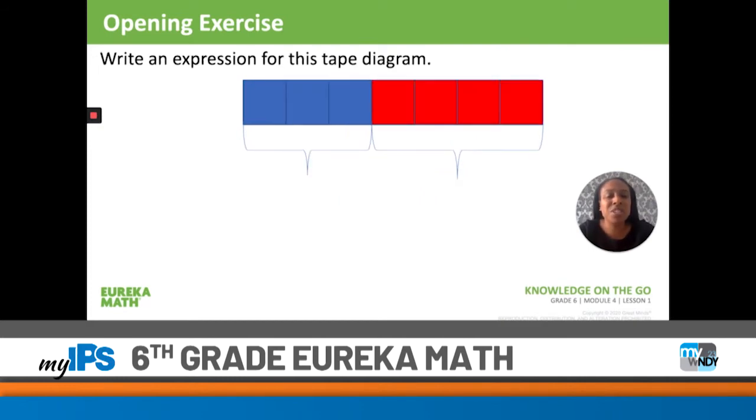Write an expression for this tape diagram. The expression that represents this tape diagram is 3 plus 4. 3 is represented by the first 3 blue squares in the tape diagram, and 4 is represented by 4 red squares in the tape diagram.